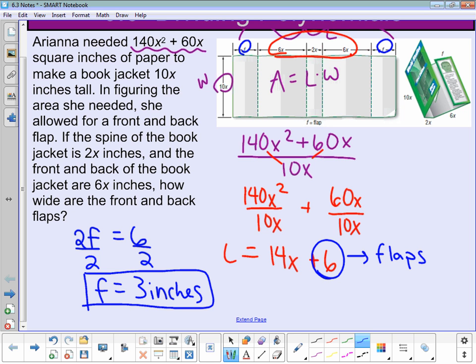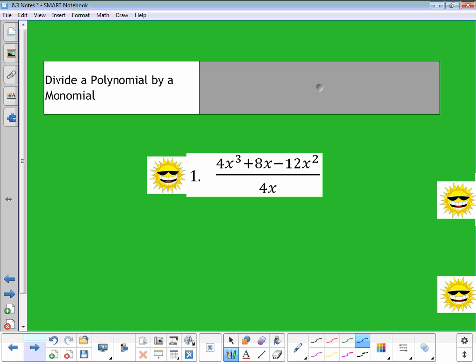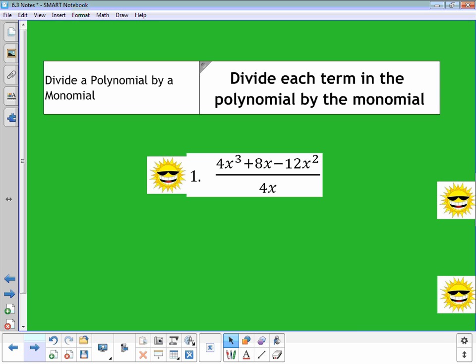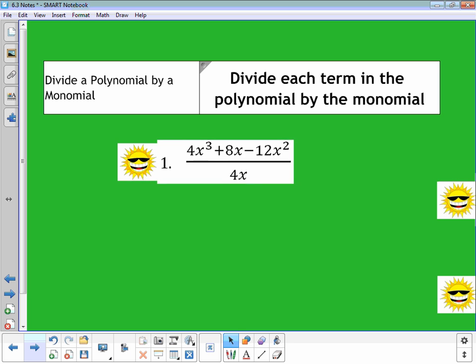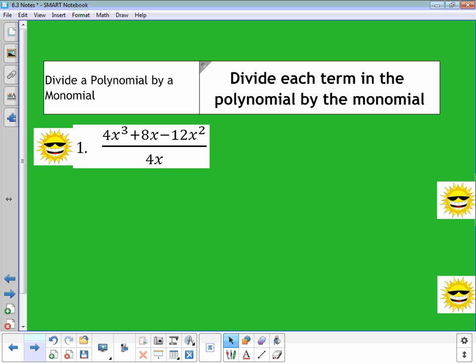Now, when we divide a polynomial by a monomial, this is what we do. We take each term in the polynomial in the numerator and divide it by the monomial. Remember that you can pause the video at any point if you need to take some extra time to write things down. So let's take a look at number 1. In number 1, I have 4x to the third plus 8x minus 12x squared, and I'm going to divide that all by 4x. So I'm going to split each term into a separate fraction.